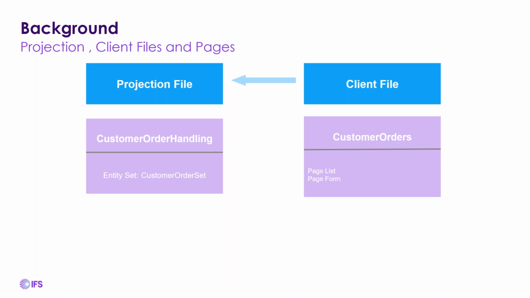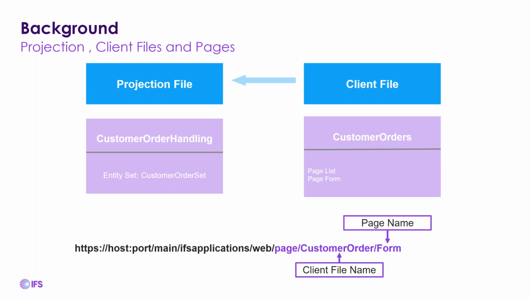The projection file may be used by multiple client files, but a given client file can use only one projection. So in this example, the customer orders client file is used in a projection called customer order handling. A particular client file may contain multiple pages of different kinds like lists, forms, etc. So when you need to access a particular Aurena page, the URL points to a specific client file and the page name. When we talk about lobbies now, from an element we can navigate to an Aurena page. Then the result can be further filtered based on page parameters, data values, and context substitution variables. So let's check that out.